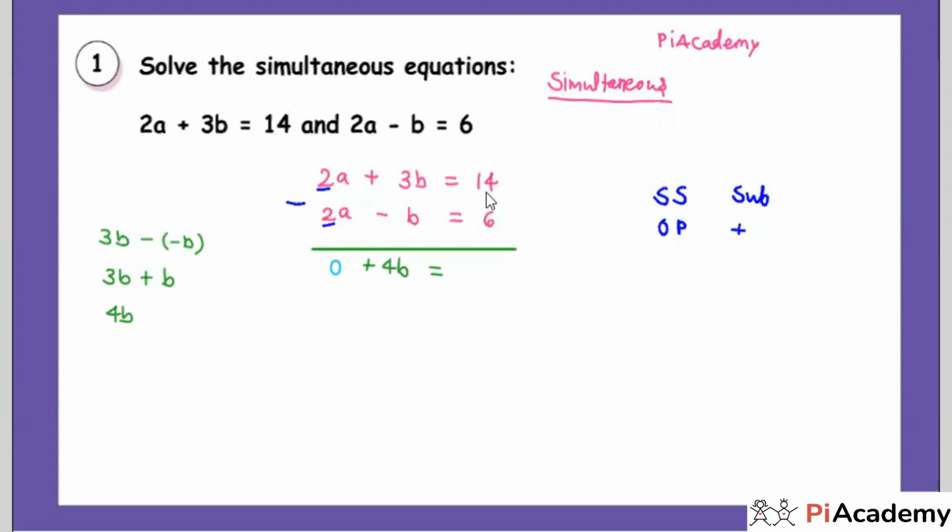Okay, Samhita, continue. 14 minus 6. What is going to happen? It's going to become 8. Okay, and it means b equals how much? That means b is equal to 2. Okay, very good, excellent up to now.